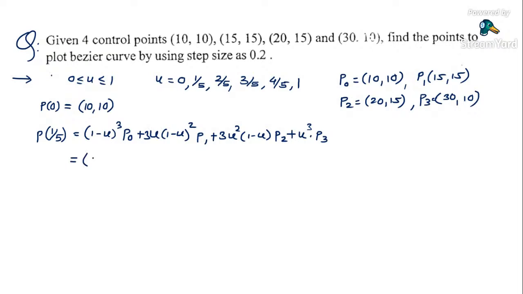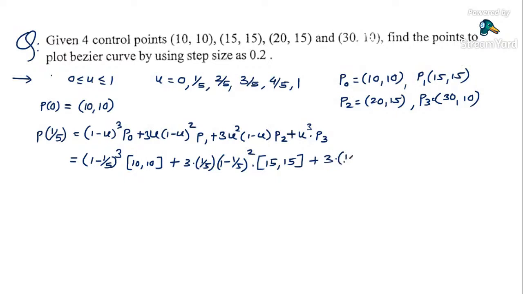So find out (1 minus u)³. What is the value of u? 1 by 5. So (1 minus 1/5)³ P0, P0 is (10, 10), plus 3 into 1/5 into (1 minus 1/5)² P1, P1 is (15, 15), plus 3 into u² into (1 minus 1/5) P2, P2 is (20, 15), plus lastly u³, that is (1/5)³, (30, 10).